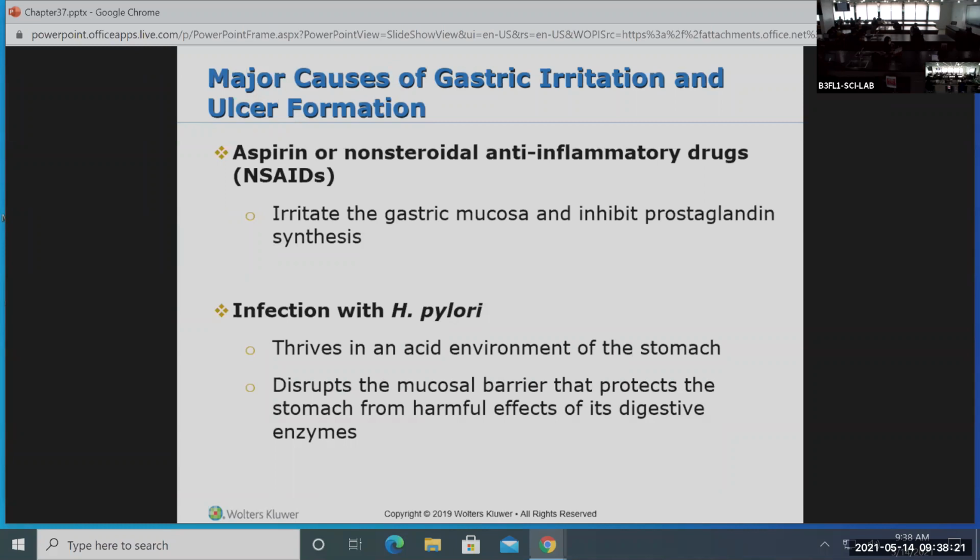So now let's talk about the aspirin or other nonsteroidal anti-inflammatory drugs like ibuprofen, Advil. They irritate the gastric mucosa, and highlight in what way it does. Aspirin inhibits my prostaglandin synthesis.